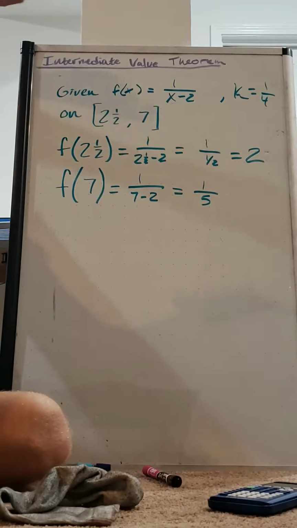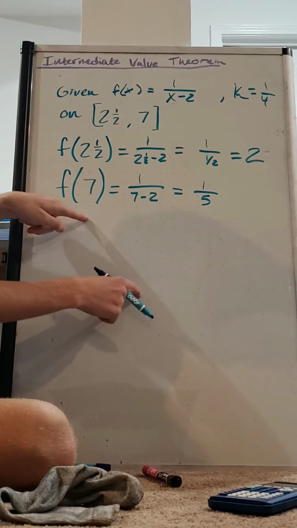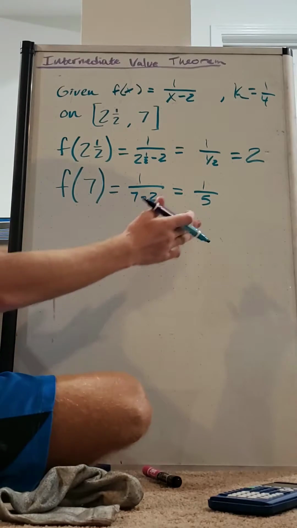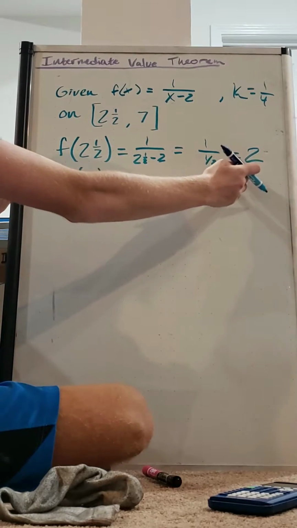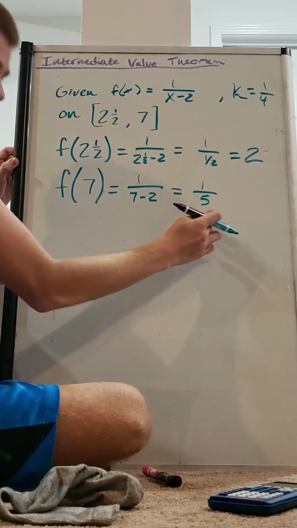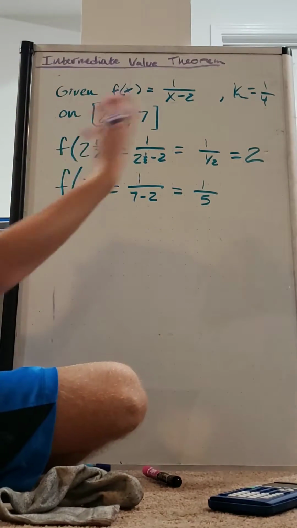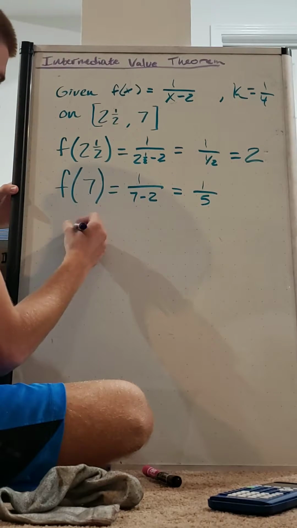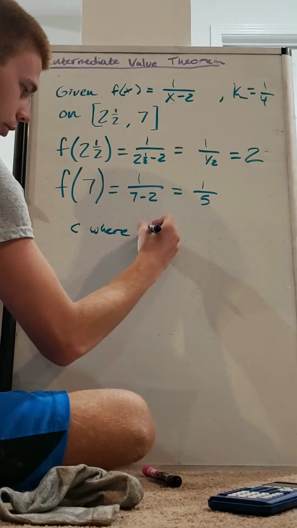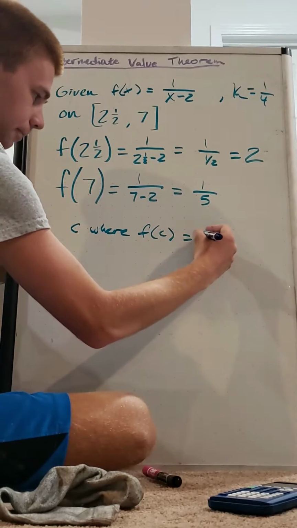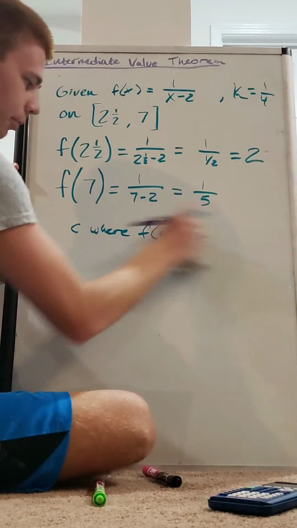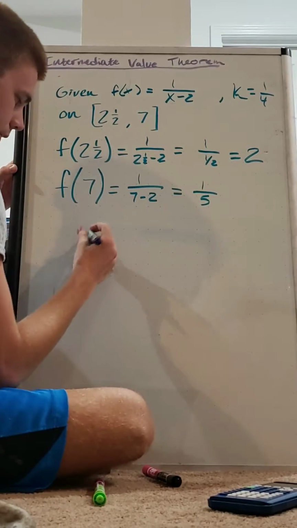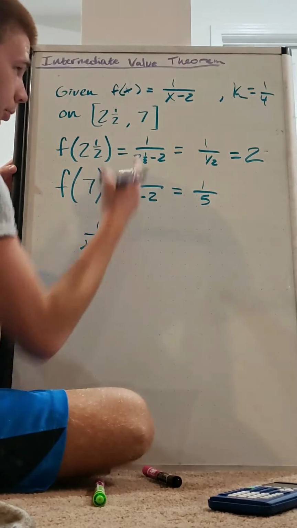So there's no line that we can draw from 2 to 1/5 where that 1/4 is not accounted for. So right here we know that the intermediate value theorem holds because this 1/4 is between 2 and 1/5. And now we are asked to find where it equals 1/4. Like we saw, there's some c where f of c equals k. So to find the value of c, all we need to do is set these equal to each other. So we have to find where the function equals 1/4.